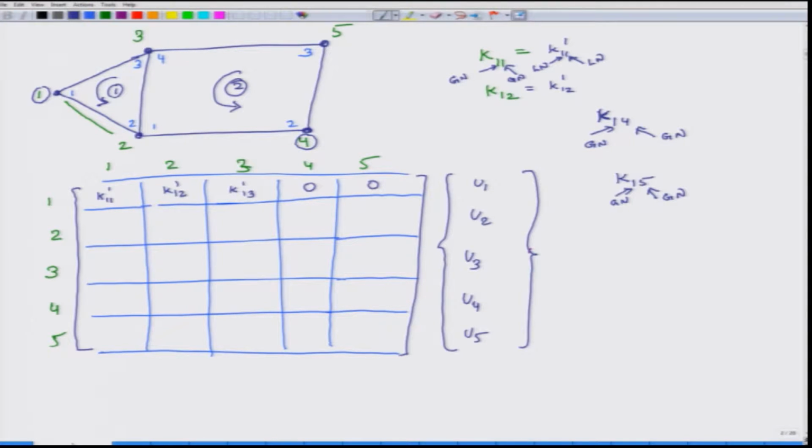Now, let us look at something more interesting. So, now we want to do K21 for the assembly matrix. This is global node and this is again global node. So, okay. Again, this corresponds to this line and the role of second element is not here. So, I will write it as K211.